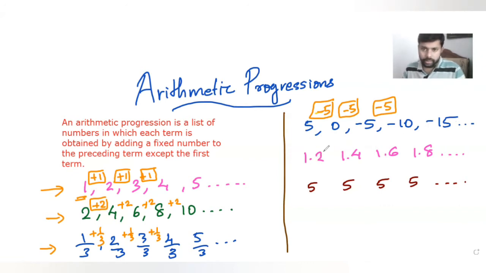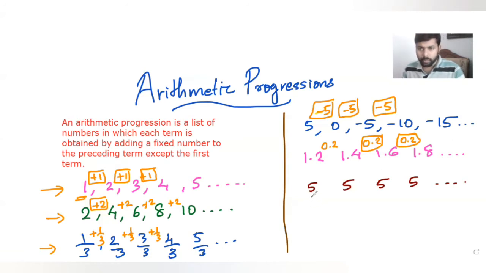Let's see the next example: 1.2, 1.4, 1.6, like that. Here you can see the fixed value which we are adding is 0.2. 1.2 plus 0.2, you will get 1.4. 1.4 plus 0.2, you are getting 1.6. Then again you are adding positive 0.2, you are getting 1.8. So like that we are adding a fixed value here and we can obtain this.